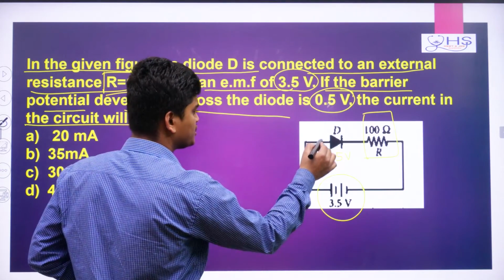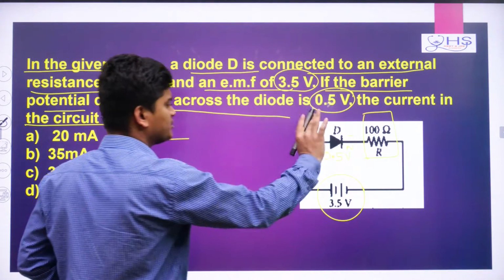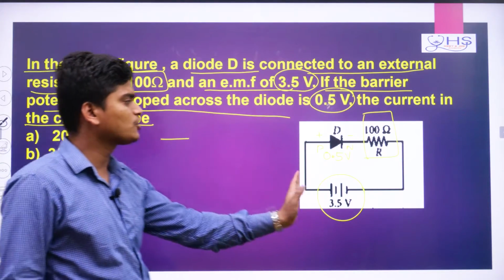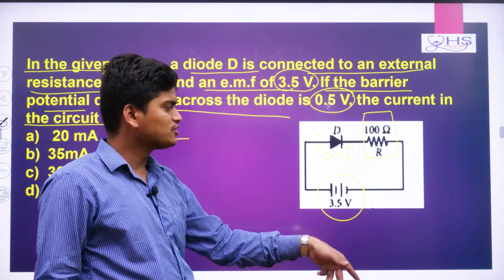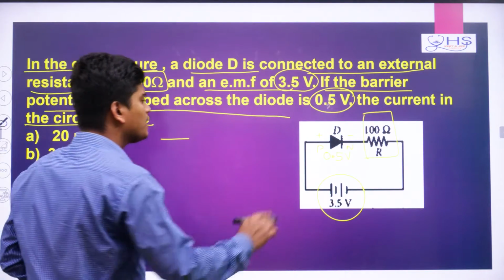Because here this is your positive terminal, this will be the negative terminal. It is the P side, it is the N side. So it is in forward bias condition. Diode is working, so current will flow. Remember, if the diode is not working, then current will be 0. But if the diode is working, then current will be there.